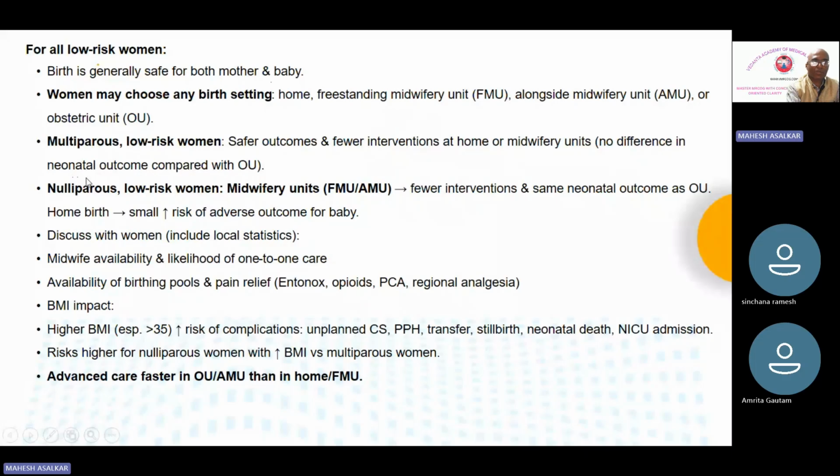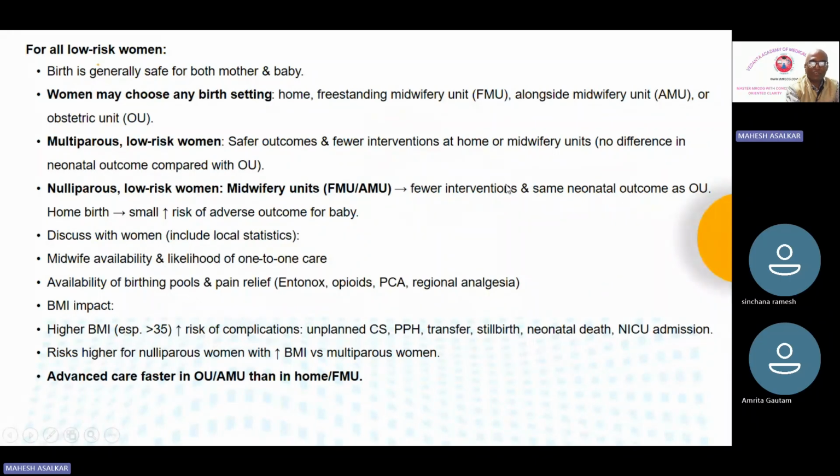No difference in the neonatal outcome compared with the obstetric unit. Is it clear to you? Yes, sir. For multiparous low risk women, the neonatal outcome in these three settings will be the same as the obstetric unit. Now, coming to nulliparous low risk women, they will ask you in SBA for the correct sentence about this one or this one. What is the correct sentence? Nulliparous low risk women, then FMU or AMU, that is midwifery units.